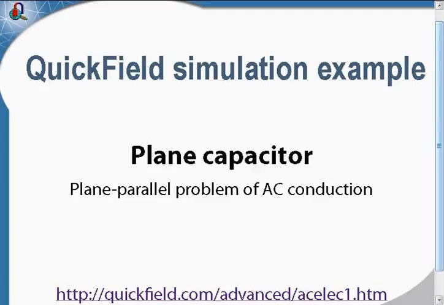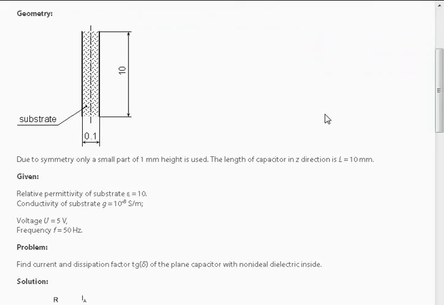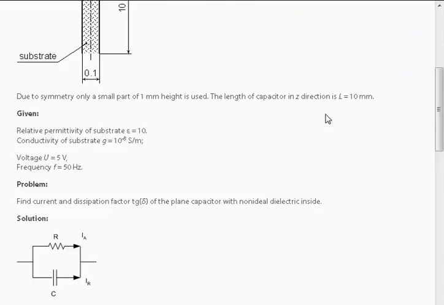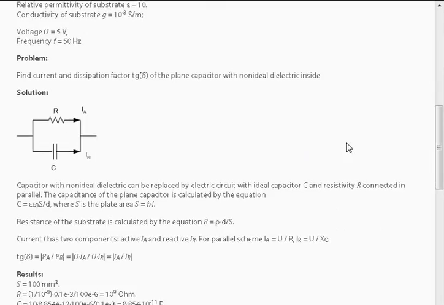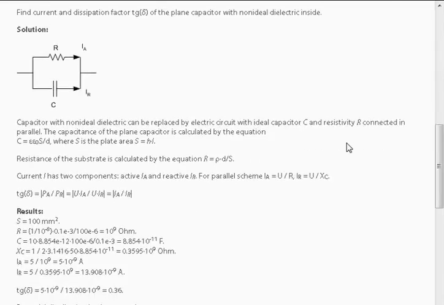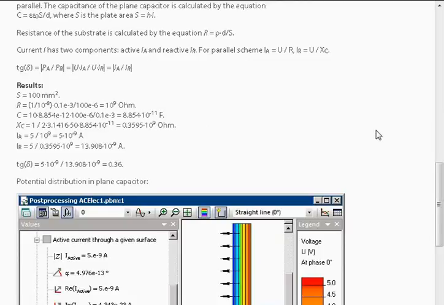In this example, we will explain how to set up the plain capacitor simulation and to calculate the dissipation factor of this model. Our website shows the detailed explanation of the problem setup. Dissipation factor tangent delta may be calculated by dividing active and reactive currents, which we will try to obtain in QuickField simulation.